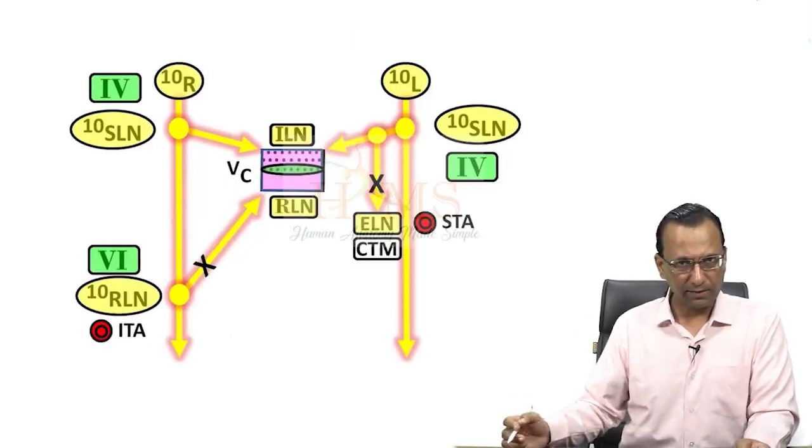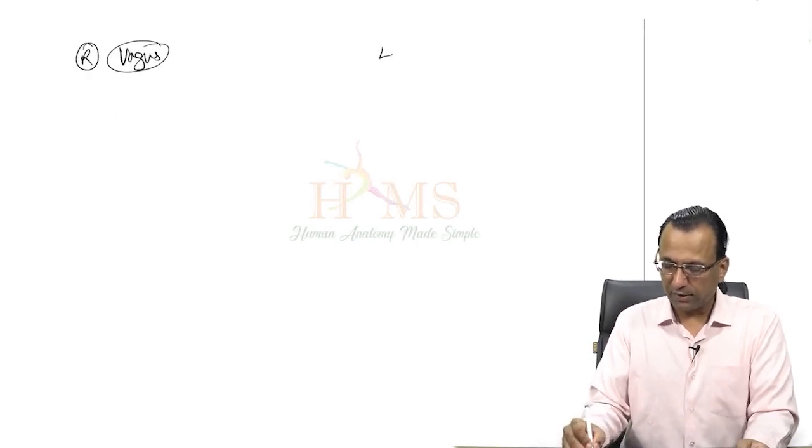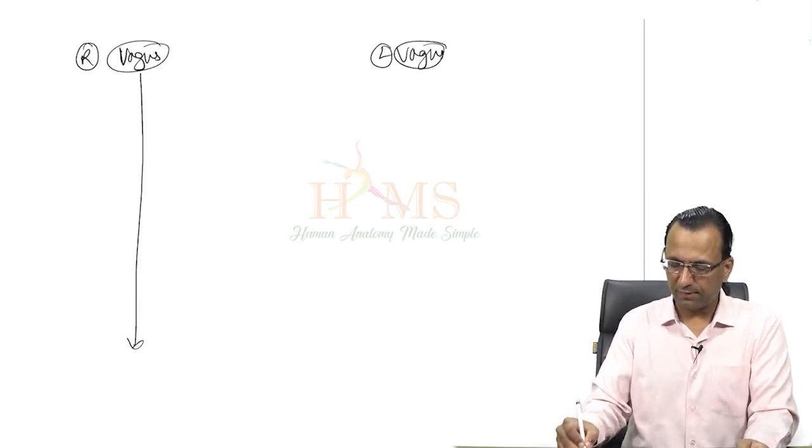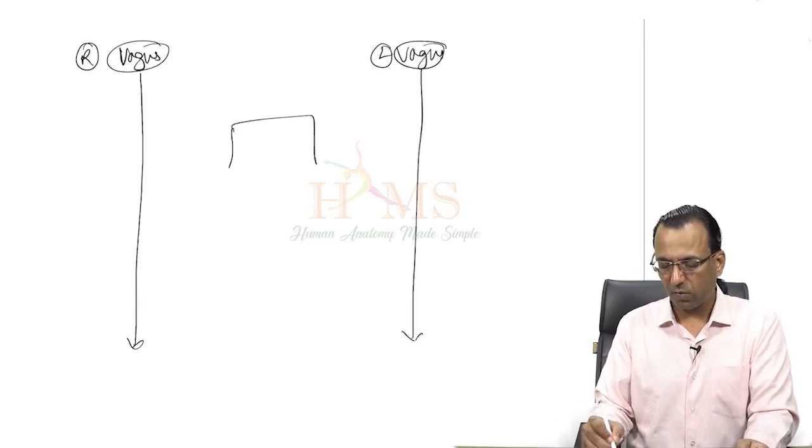So, you want to draw the same diagram? Yes. Okay, fine. You are talking about the right-sided vagus nerve now? Yes, right vagus and also the left vagus. What are they doing? They are going down and giving some branches to the larynx. This is the larynx. This is the vocal cord of the larynx.